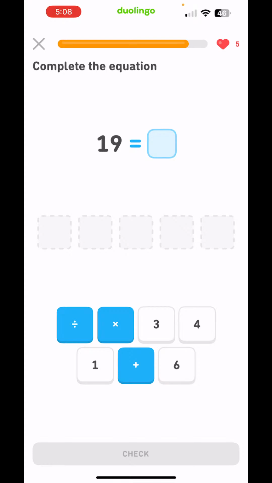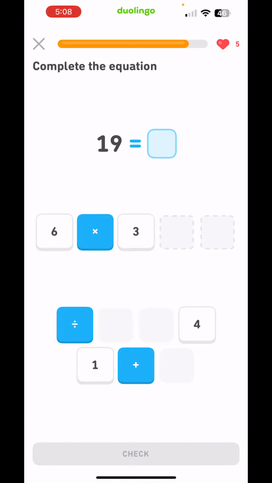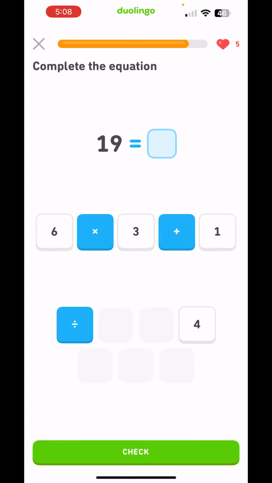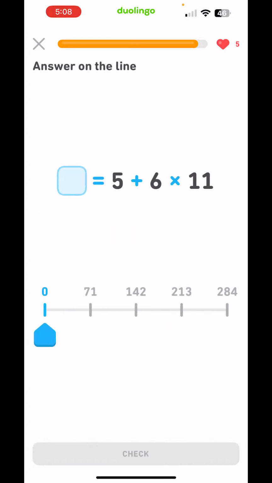Okay, has to equal 19. So what about, let's see. Oh, okay. 6 times 3 is 18 plus 1 is 19. And we have, okay, so we'll multiply first.